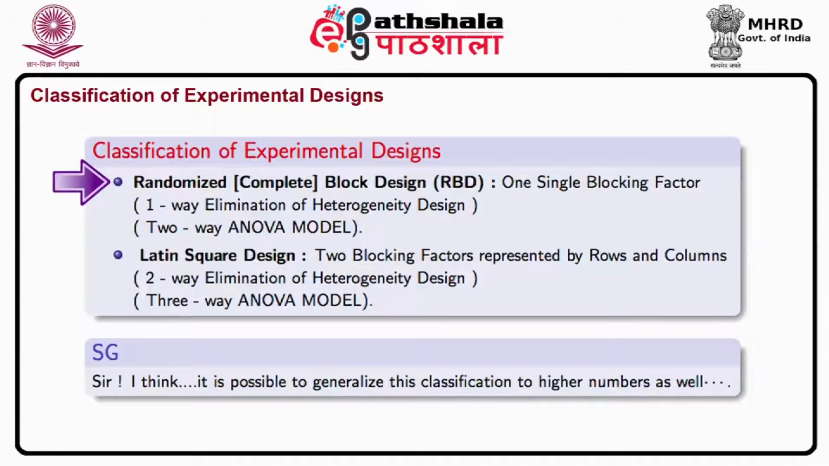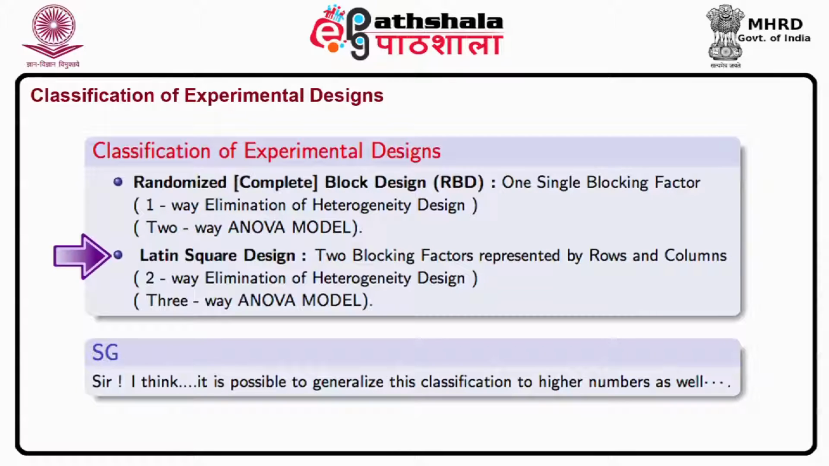One single blocking factor is there and it is one-way elimination of heterogeneity design and two-way ANOVA model. That's why it is called block design, because there is only one blocking factor, you call it a block design. Then everybody will know that you are talking about blocks. Yes, sir. The blocks are conglomerations of homogeneous experimental units. Between two blocks there is a difference because the fertility gradient here is an inherent property of this block and the fertility gradient there is an inherent property of the other block. And the two blocks are different, therefore their effects are different. That's why the blocking factor is coming in. That's why it's called one-way elimination of heterogeneity.